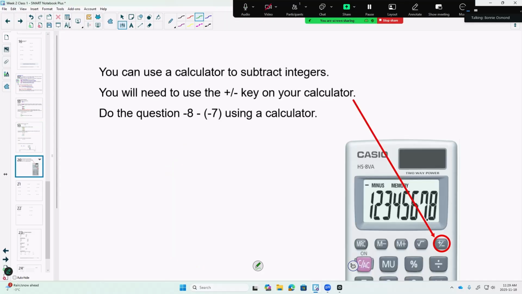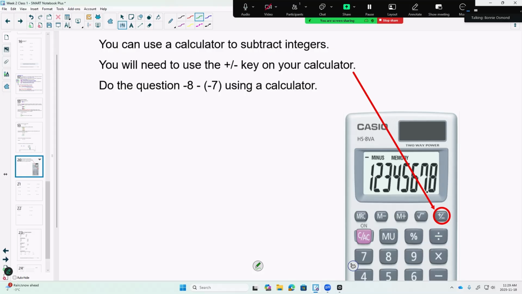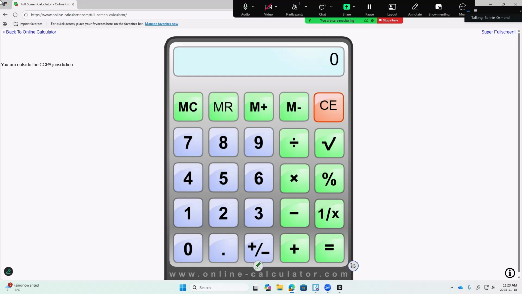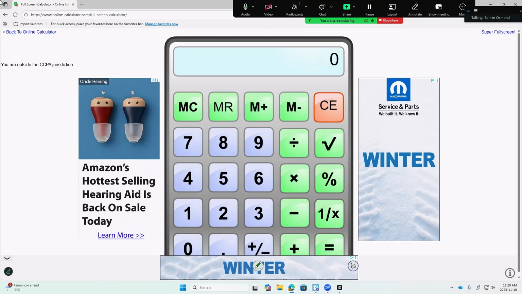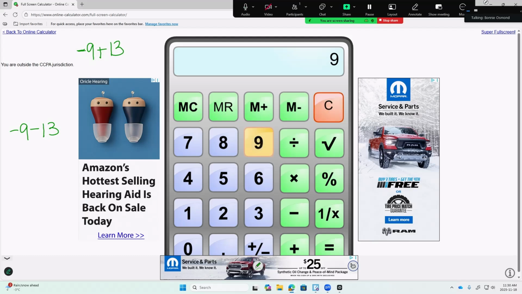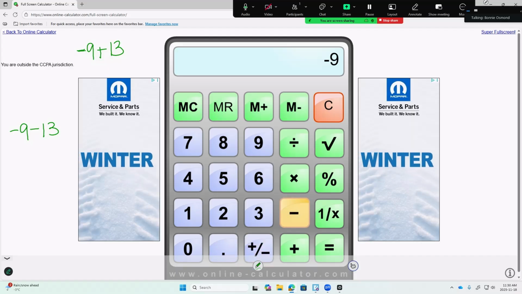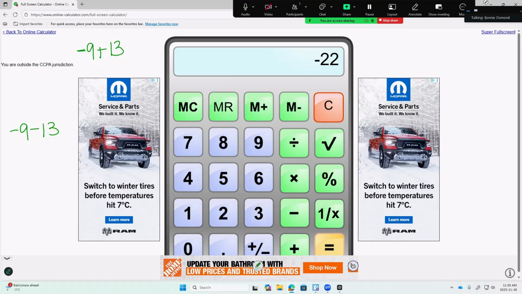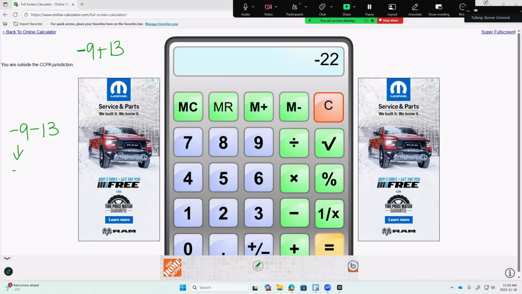Okay, and you can do these types of questions using a calculator. You just have to remember to use the integer key. So again, to use the integer key, type your number in first. So if you're doing negative 9 take away 13, we're going to punch in the 9 first. Then we're going to hit the plus minus key to make it a negative 9. And then we're going to subtract. So this time you hit just the subtraction sign, and you put in the number 13, equals, and you get negative 22.